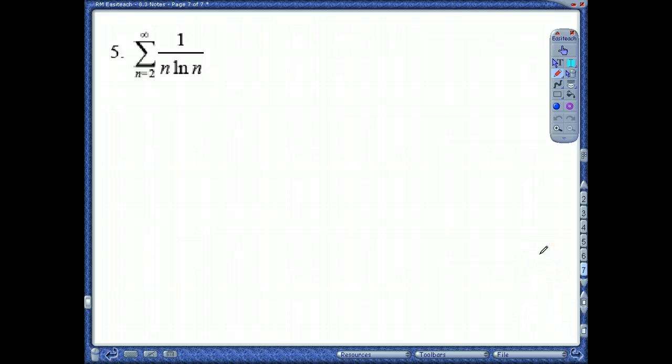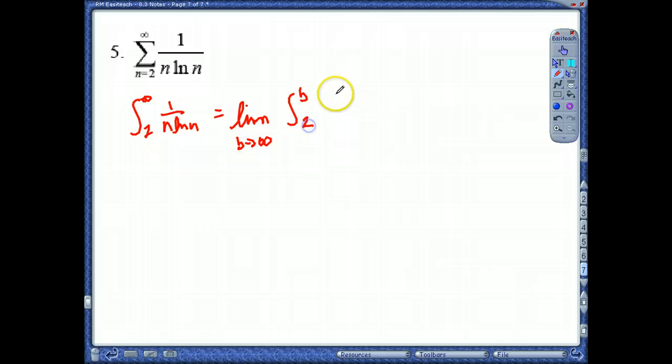Now, this guy is not a p-series. It follows all the criteria for the integral test, so that's what we're going to do. We're going to be going from 2 to infinity. Doesn't matter what that number is. We're not falling for it. We've got 1 over n natural log of n. We're going to rewrite using our limits. So we have the limit as b goes to infinity of the integral from 2 to b of 1 over n natural log of n.